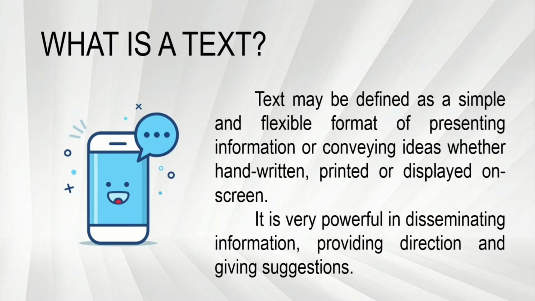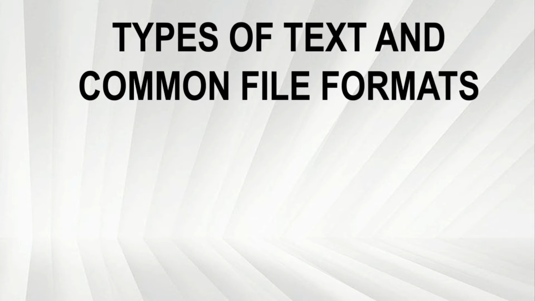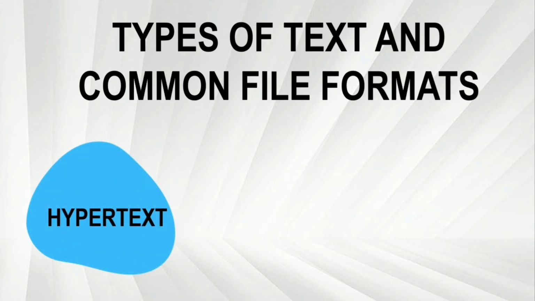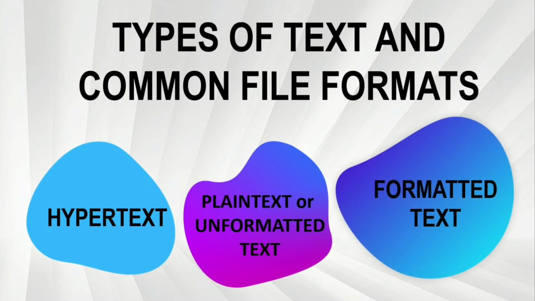Basically, text is a combination of letters, but technically, text, information, and media is the use of letters and words or any written symbols to form a media content. There are 3 different types of texts. These are hypertext, plain text or unformatted text, and formatted text. Let us discuss them one by one.